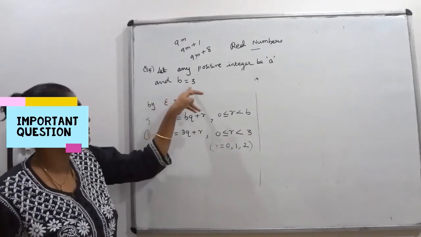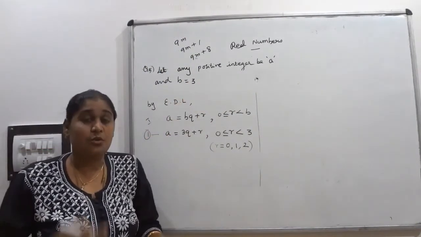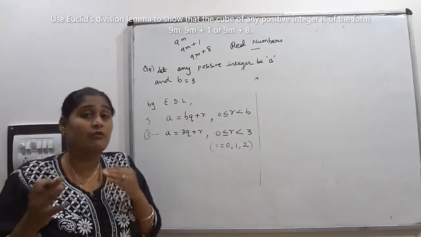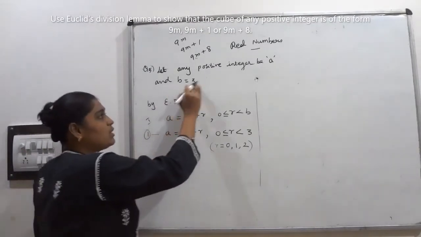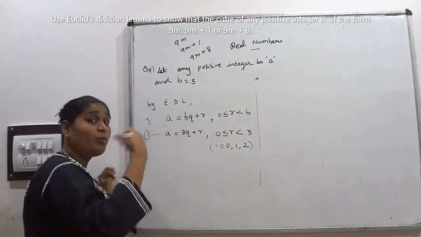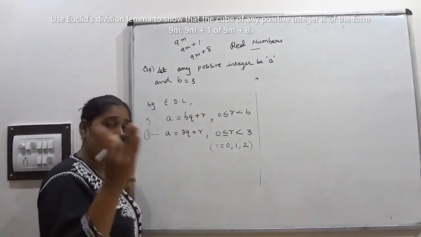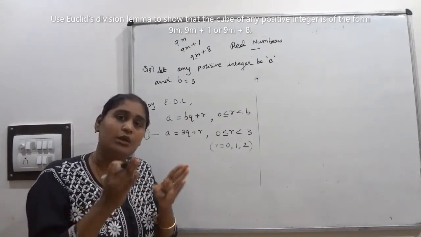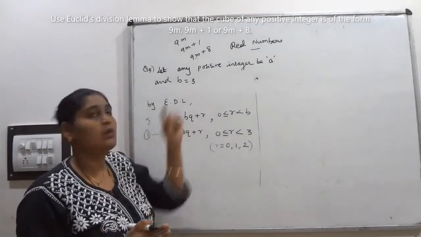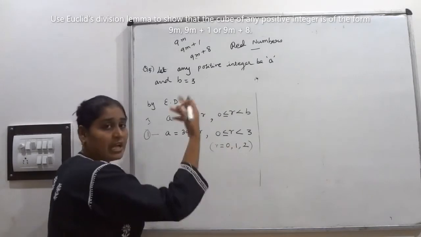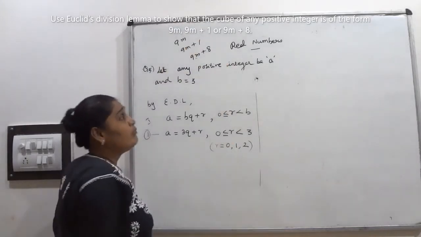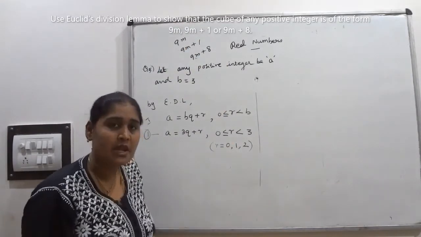Here I am assuming b equal to 3. Why? To reduce the difficulty level of this question, I have taken b equal to 3 because of the cube of any positive integer. So 3 power 3 will give you 27. From 27 we can take out 9. That's why I have taken b equal to 3. Within 3 steps we can conclude this: 9m, 9m plus 1 and 9m plus 8.